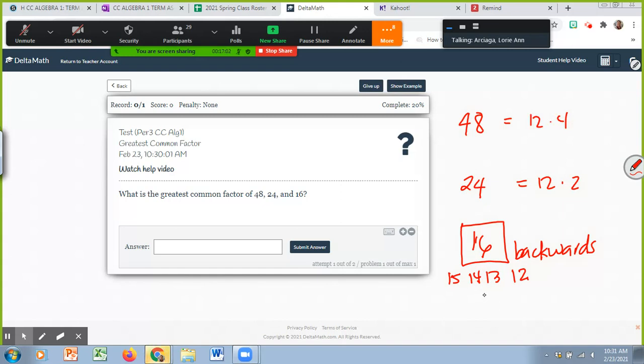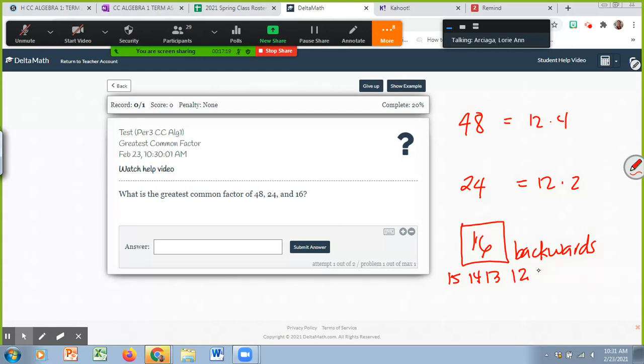Okay, so some of you answered 8. What do you guys think about 12? Which is bigger, 12 or 8? Okay, but 12 does not divide 16, right? So if 12 goes into both but not 16, then keep going.